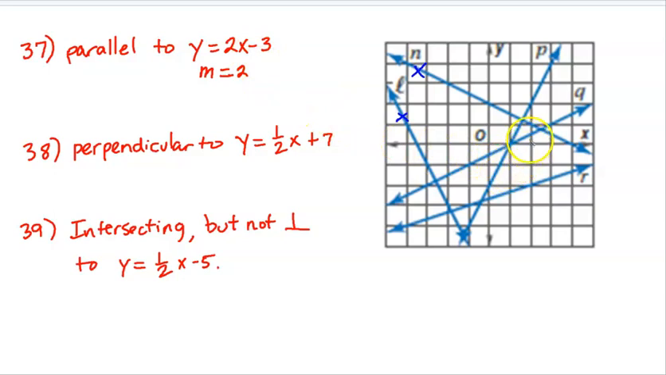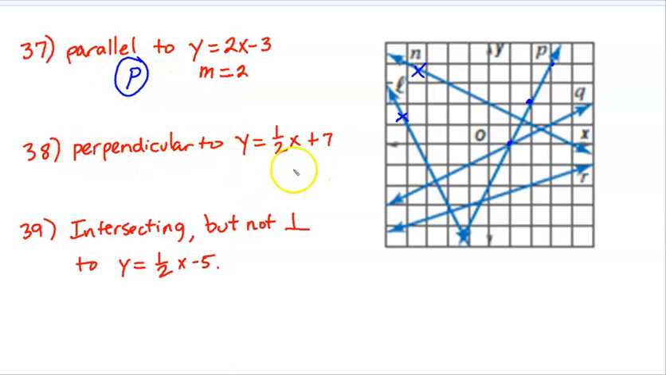Let's see if we can determine the slope for line P. I'll just go from this point to this point. That's up 2, right 1, up 2, right 1. So it looks like we found it. If we try the slope of Q, that's up 1, right 2, so that's a slope of 1/2. And then line R would be up 1, right 3, slope of 1/3. So the answer for number 37 is going to be line P.